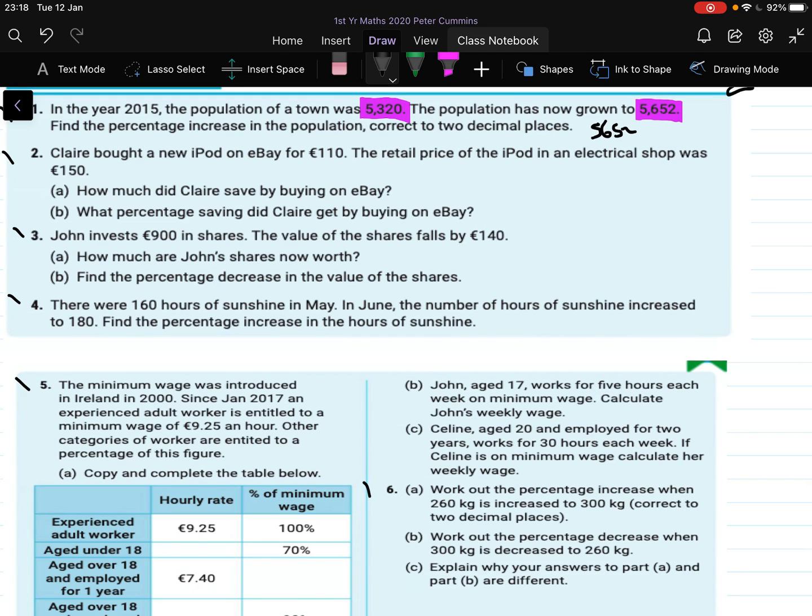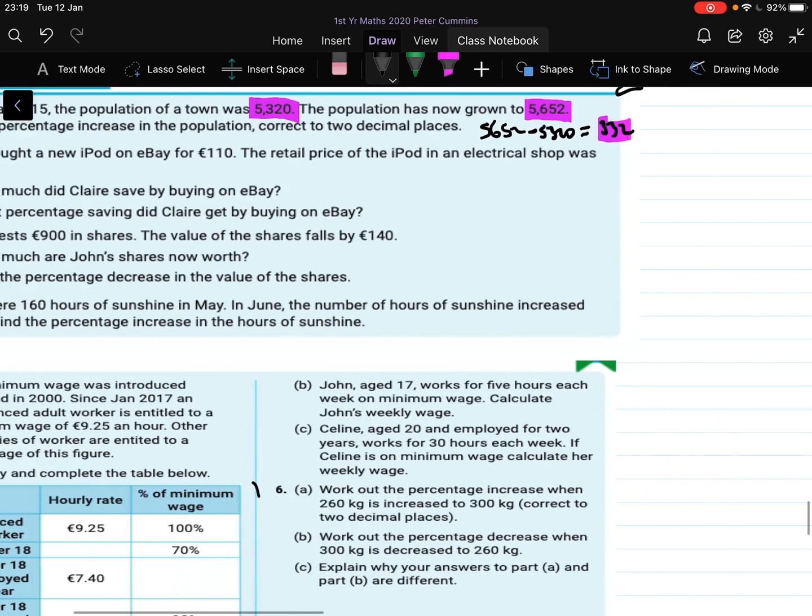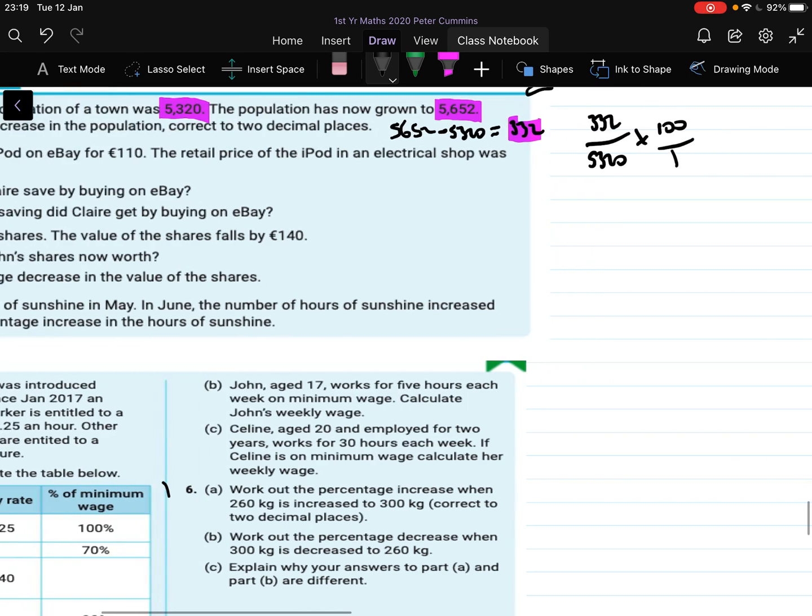We're going to do 5,652. Sorry, I'm just going to pull that part down. Minus 5,320, and that is going to give us 332. So that's going to be our difference. That's going to be what the change was. And as per the formula, what we're going to do is put this 332 over the original, which was 5,320, and multiply that by 100 over 1. And that's going to give us our answer.